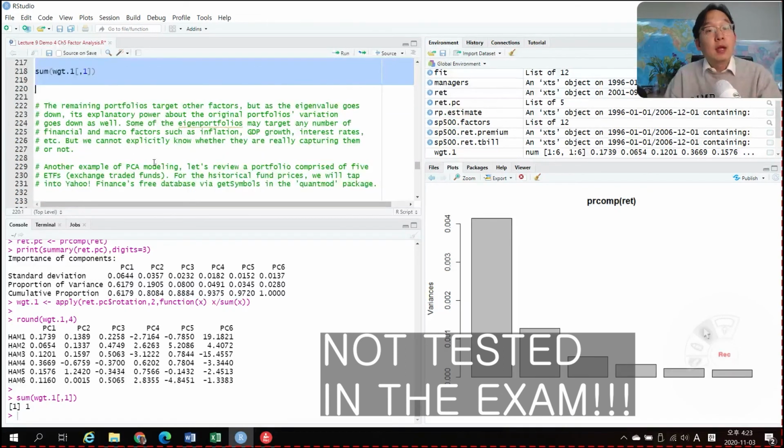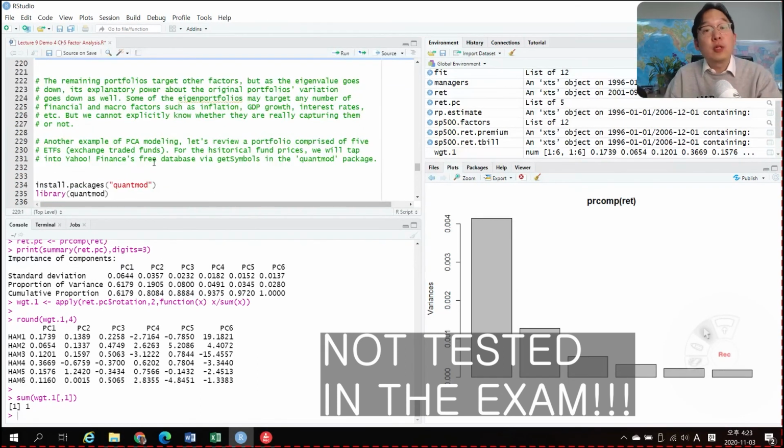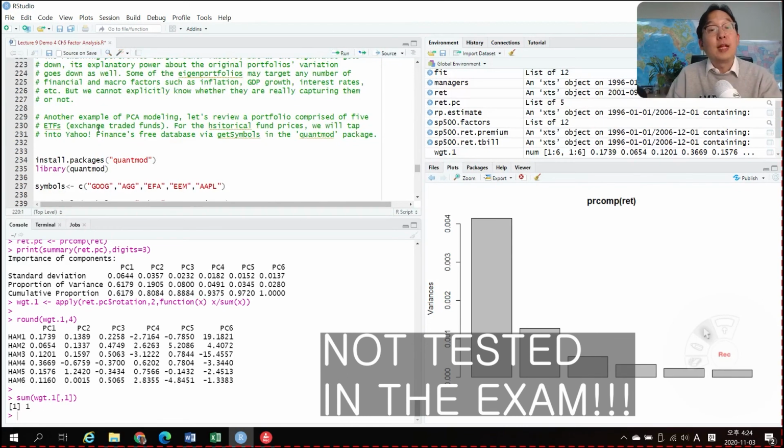And then the remaining portfolios target other factors, but as the eigenvalues go down, their explanatory power about the original portfolio's variation goes down as well. Some of the eigenportfolios may target any number of financial and macro factors such as inflation, GDP growth, interest rates, etc. But we cannot explicitly know whether they are really capturing them or not. Okay, that's always a problem.